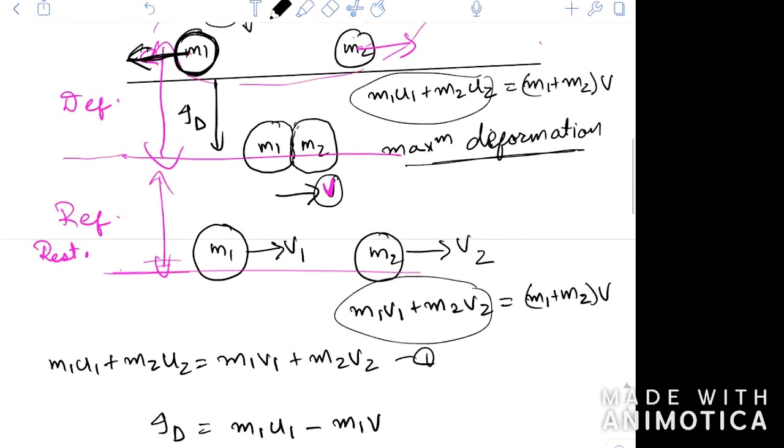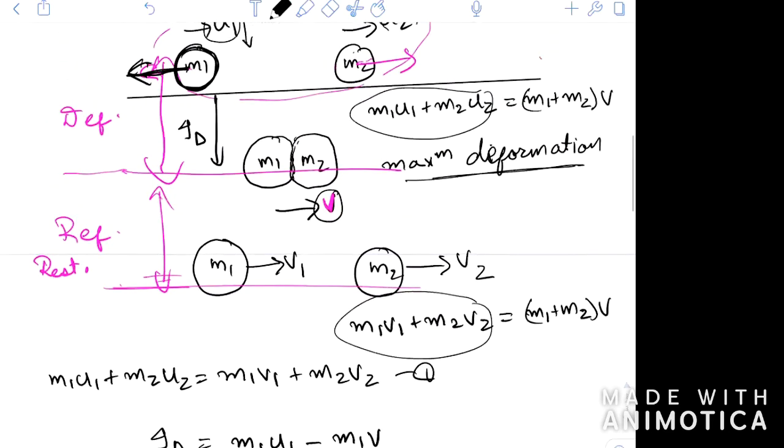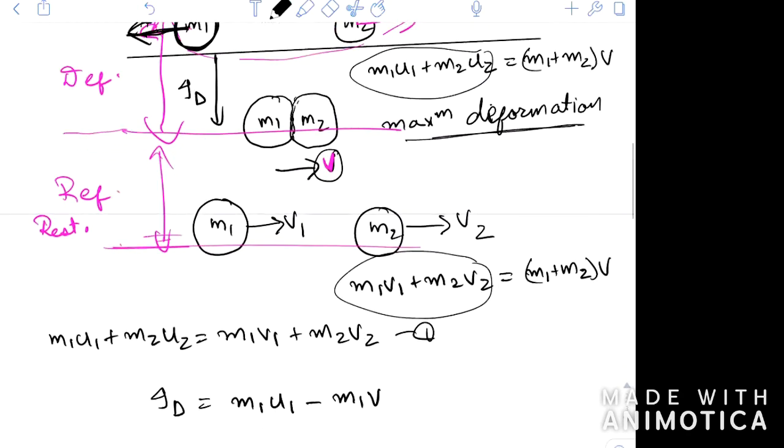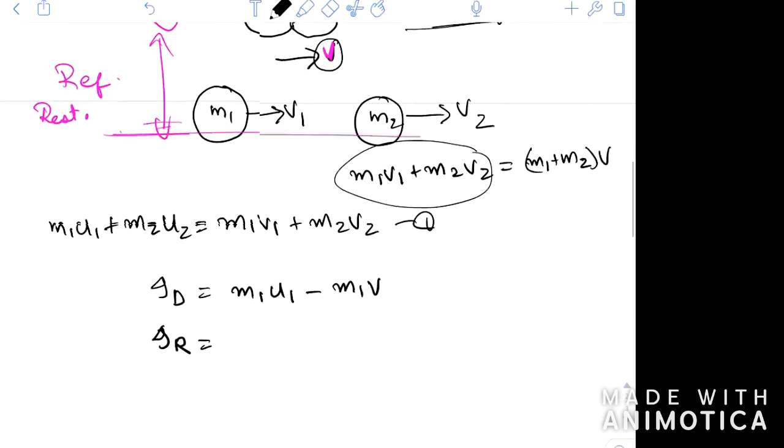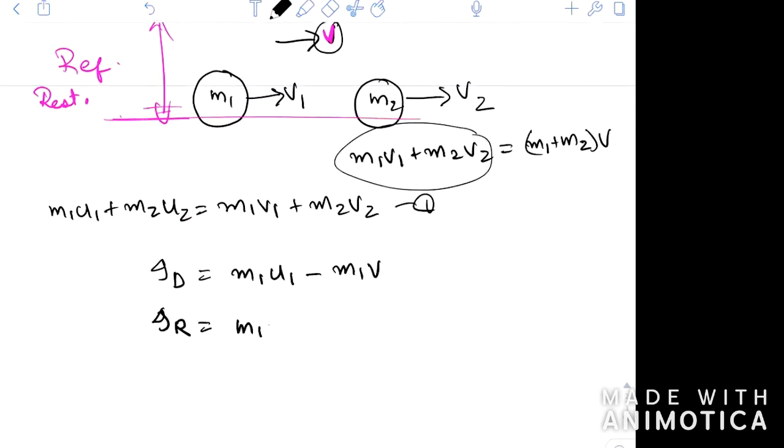And similarly the impulse of reformation for this particle only will be how much? It will be m1 v minus m1 v1. Again I'm just writing the magnitude, that's why I have to write it this way, since v will be greater than v1 and u1 will be greater than v.